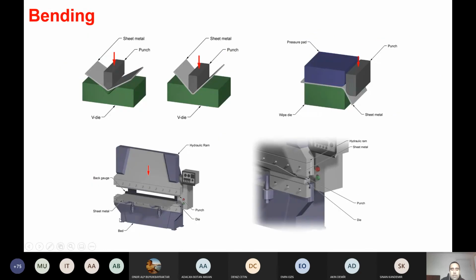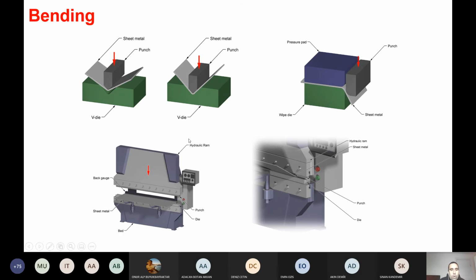Bending looks quite simple. Again, with the punch and the die, you just bend it. But with press brakes, it's possible to produce quite complicated profiles by using this bending method. You just bend it several times at different angles.